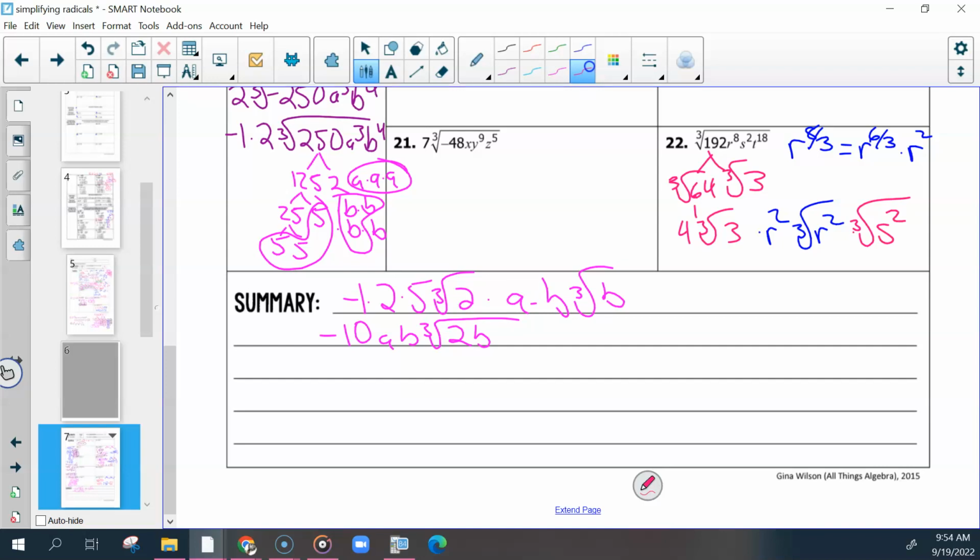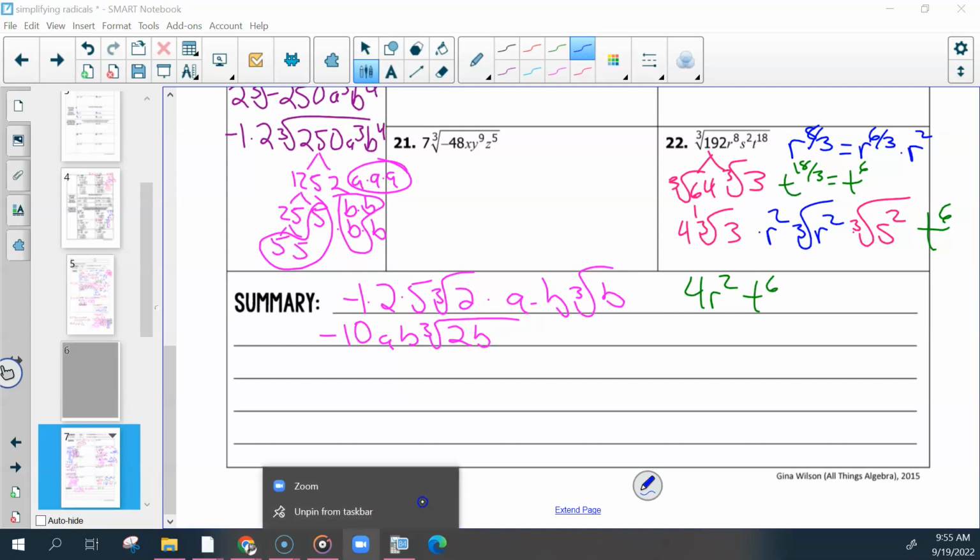3 goes into 18 how many times? 6 times, with nothing left over. So that would just be t to the 6. So putting everything we have together on the outside, we have 4 r squared t to the 6. On the inside, we have 3 r squared s squared.